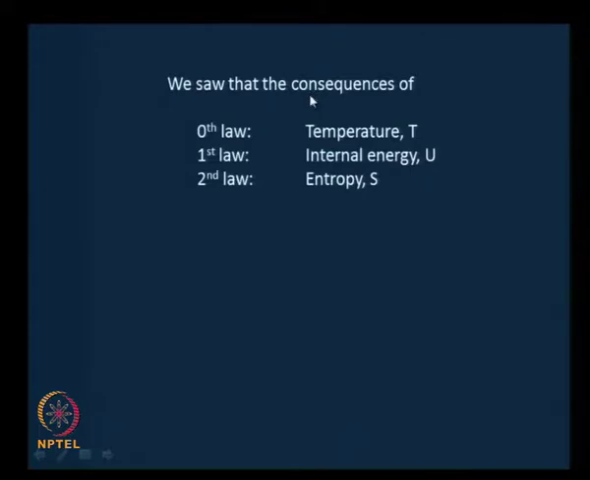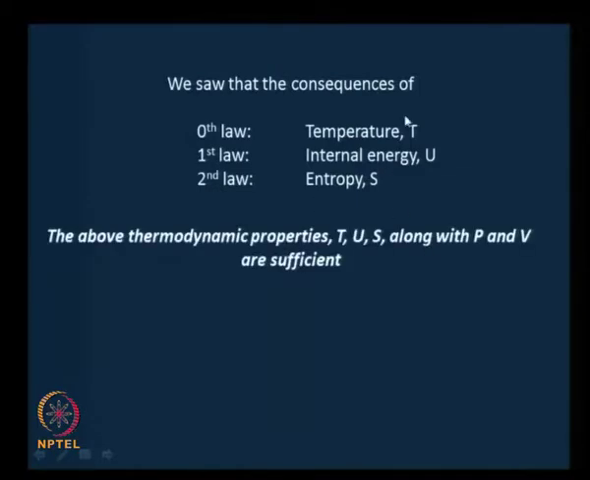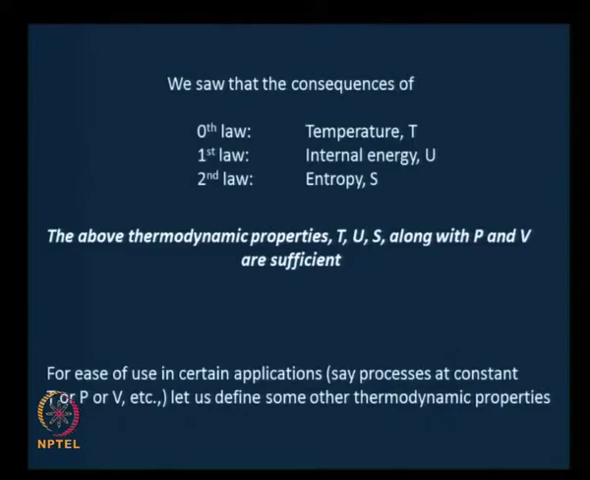We saw that the consequence of the zeroth law was temperature. It resulted in the useful variable temperature. The consequence of the first law is internal energy, and the consequence of the second law is entropy, and we said that T, U, S along with P and V are actually sufficient to thermodynamically describe a system, whereas for ease of use in certain applications, say processes at constant T or P or specific volume, let us define some other thermodynamic properties. With that motivation we defined enthalpy as a combination of internal energy and PV.